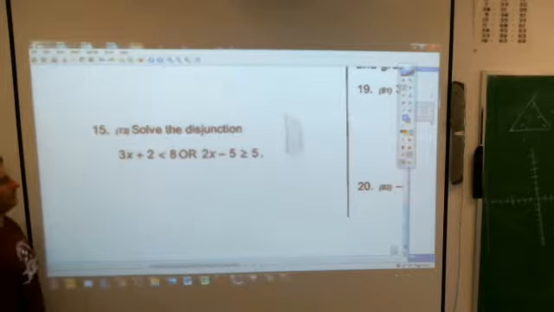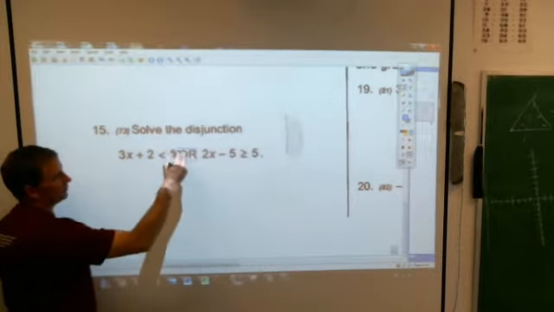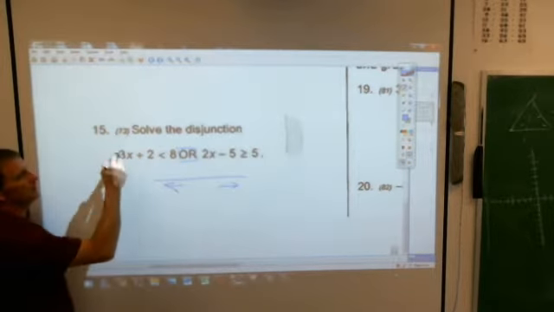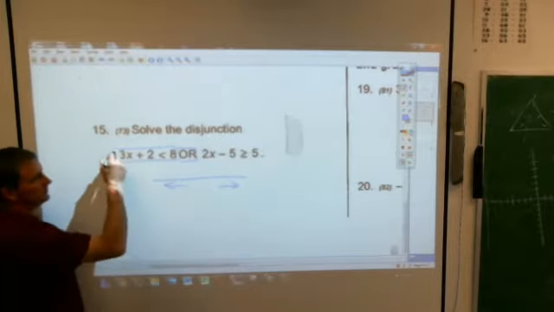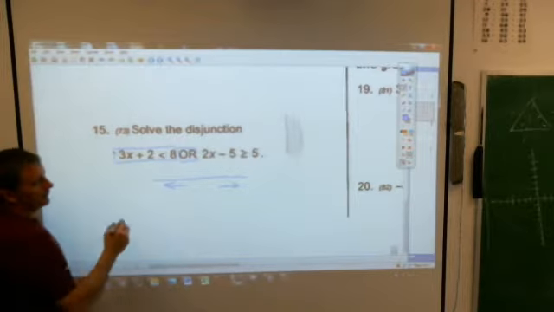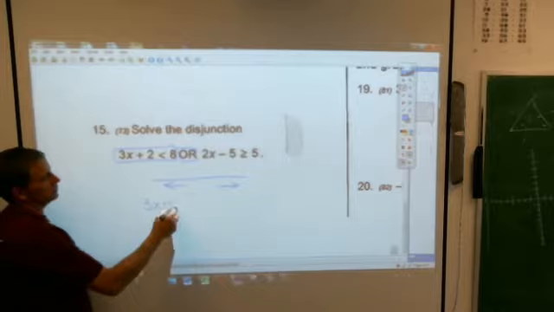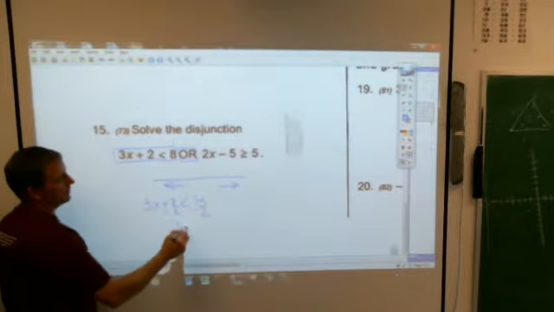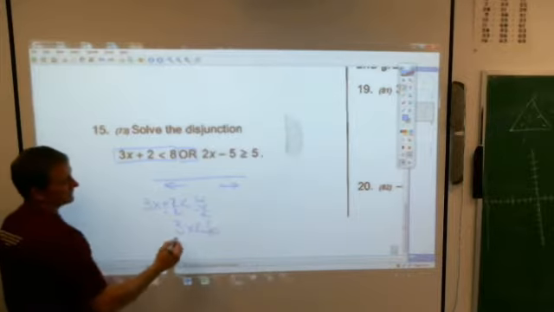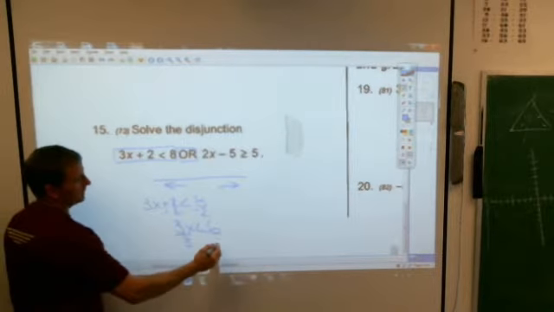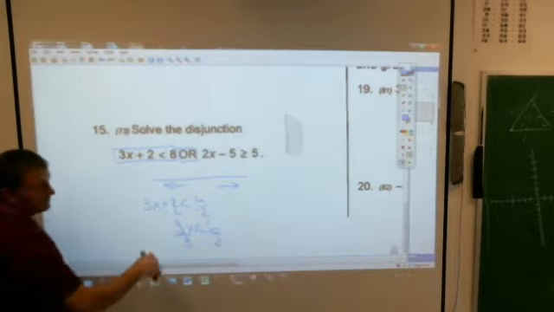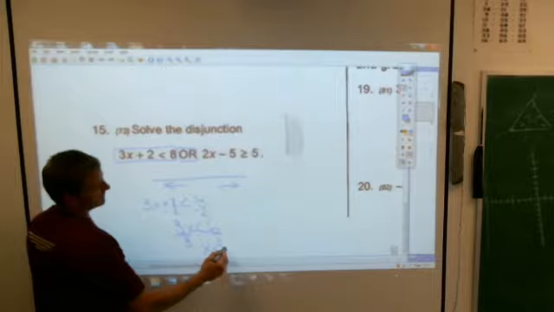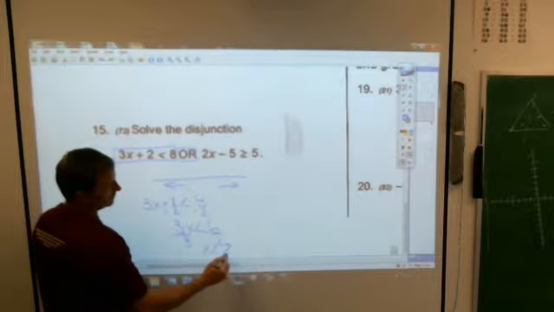Yeah. First thing, know this is an OR problem, which means when you graph it, it's going to shoot off in opposite directions. Second thing, you just need to take each one of these and solve them for x. 3x plus 2 is less than 8, so you subtract 2, so 3x is less than 6, divide by 3, divide by 3. Luckily for me, there's no negatives here to deal with, so the sign's not going to change. You just end up with x is less than 2. Correct?